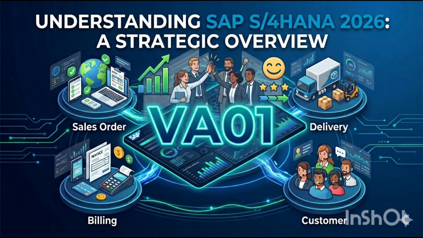So, VA01 is the standard transaction code used across the world to create sales orders in SAP. It serves as the starting point of the entire order to cash process. A properly created sales order ensures correct pricing, accurate delivery dates, proper shipping instructions, and flawless invoicing. Mastering VA01 helps organizations avoid revenue leakage, reduce delivery delays, maintain high customer satisfaction, and improve overall operational efficiency.